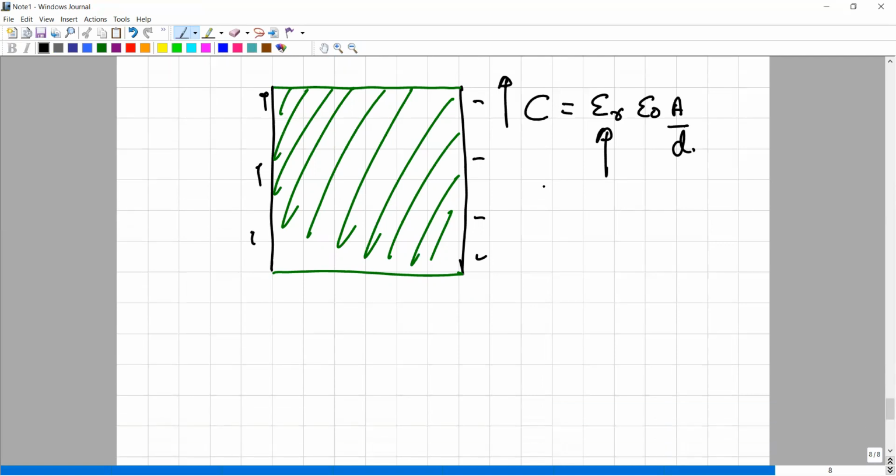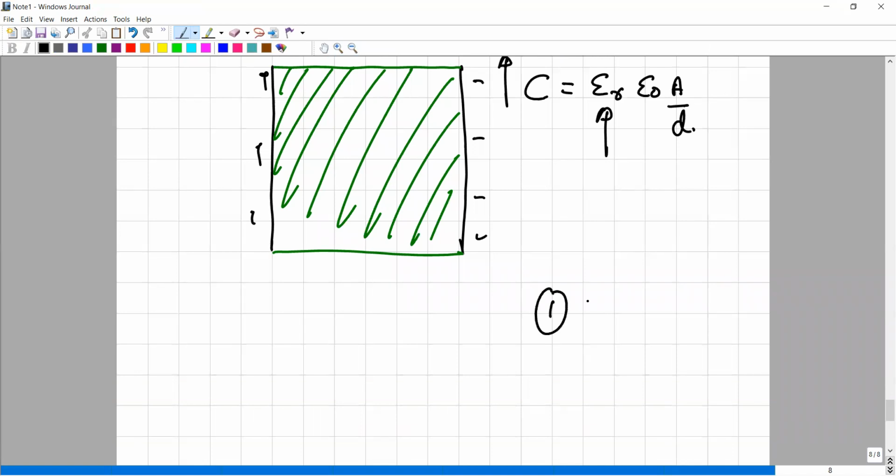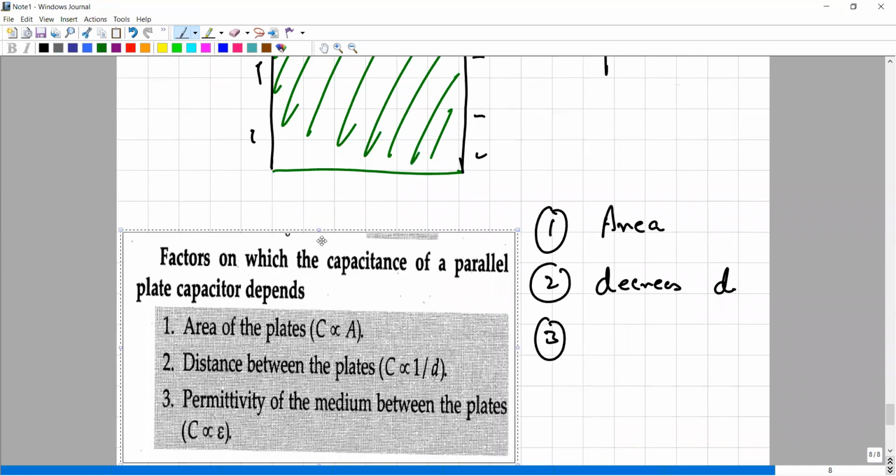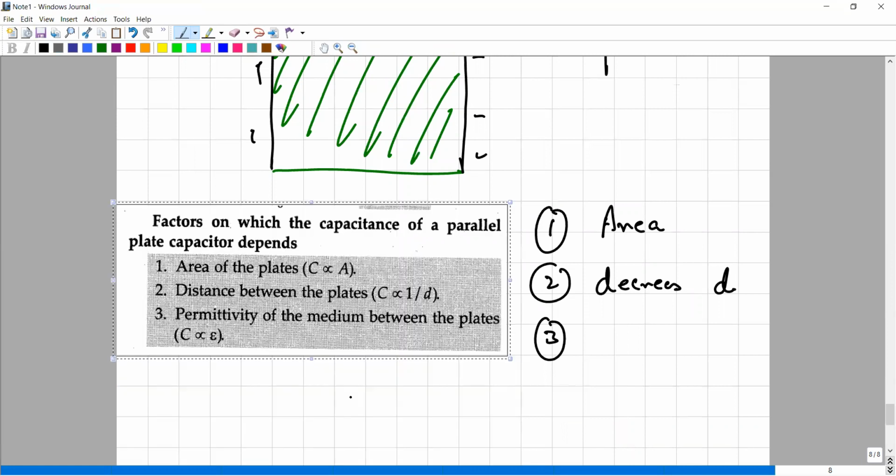So how does the capacitance increase? Number one, by area: you can increase the area. Number two, you can decrease the distance. And number three, by introducing a dielectric between the plates. So these are the three factors upon which the capacitance of a parallel plate capacitor depends.